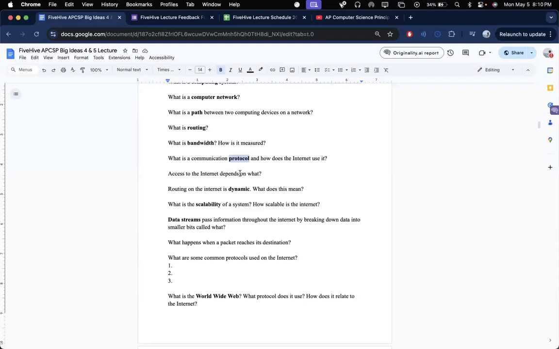All right. So access to the internet then depends on being able to access these protocols, right? And so we need a computing device that can actually be internet connected, right? If we have that, then we can go ahead and connect to the internet, and then of course interact with all these different computers and computing networks. All right, so routing on the internet is dynamic. What does that mean? What is dynamism in the sense of routing? What do you guys think?